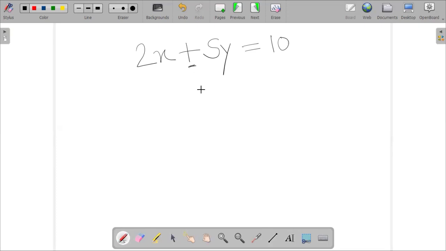Here, plus and minus are all operators. The operator tells you what you will do between two terms.